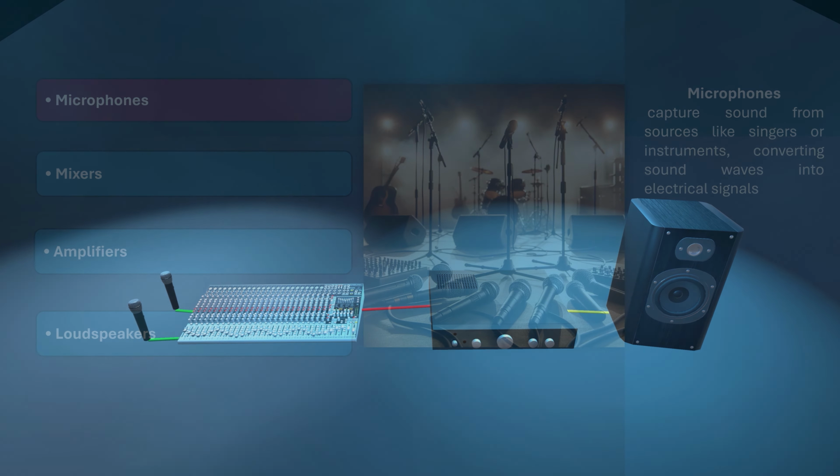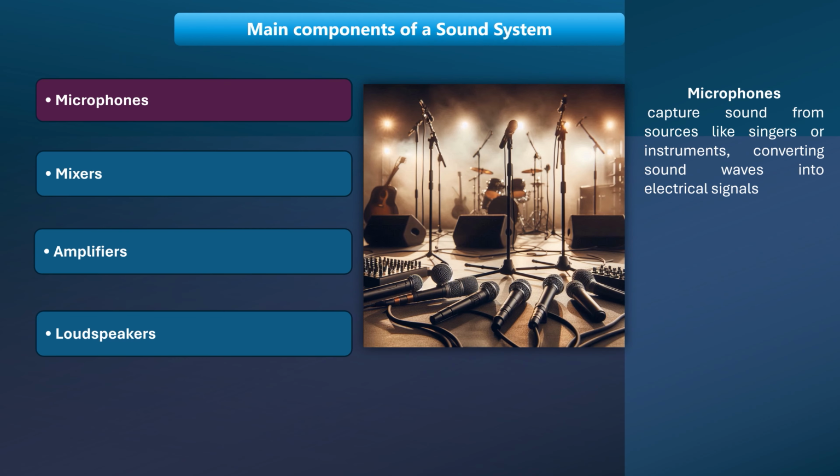Let's break these down. Microphones. These capture sound from sources like singers or instruments, converting sound waves into electrical signals. Selecting the right microphones is crucial. We have dynamic mics, condenser mics, and ribbon mics, all suited for different situations. For example, dynamic mics are perfect for live vocals due to their durability and feedback rejection.